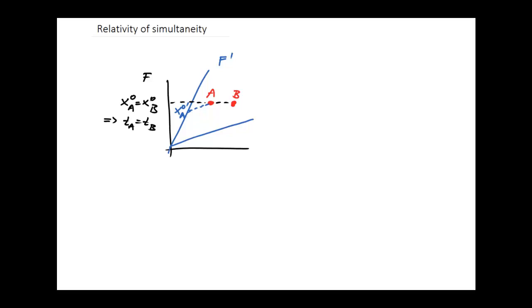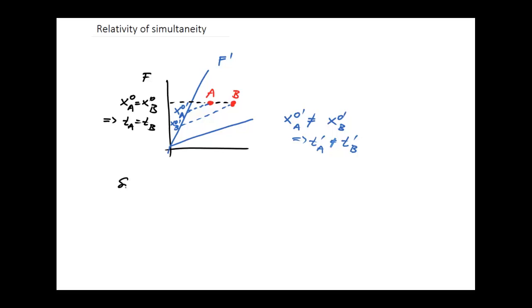And to measure the time coordinate of event B, I also have to go parallel to the axis. And I measure x B naught primed. And you immediately see that x naught primed of A is different from x naught primed of B, and hence the time measured in the primed frame for event A is different from the time measured for event B.